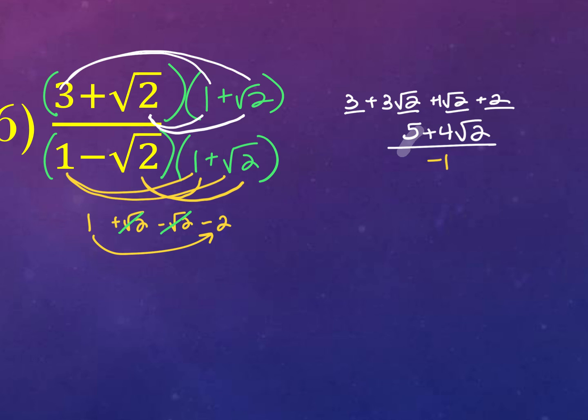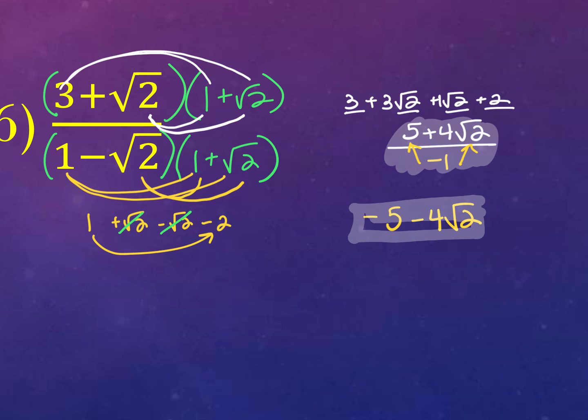Now this is correct, but we can take it a step further. Because that bottom is a negative 1, we can just simply divide negative 1 into each of these, or change the signs on the 5 and the 4 root 2. So my most simplified answer would be negative 5 minus 4 root 2.